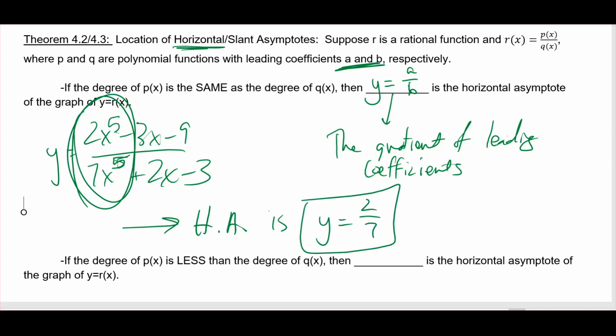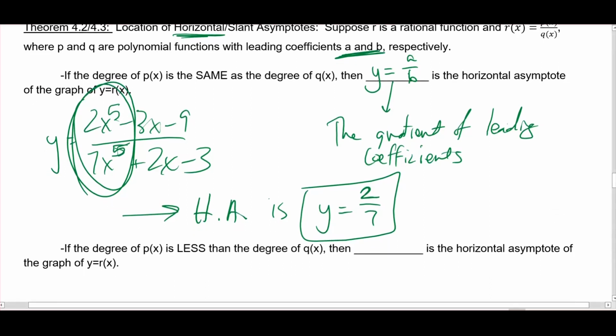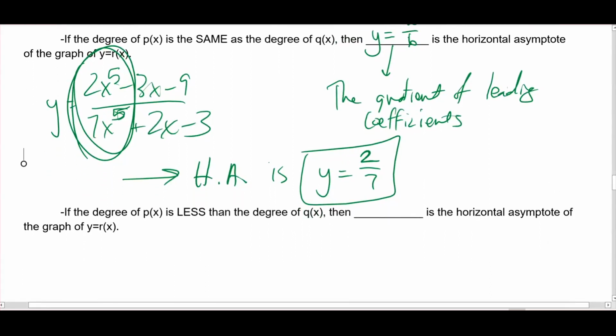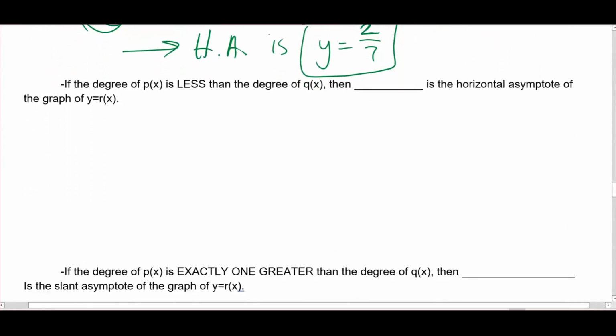Just immediately, we say, hey, the degree is the same in the numerator as it is in the denominator. Boom. It's just the quotient of the leading coefficients that is our horizontal asymptote, and this is what our graph is going to approach as we go toward the ends, or at the extremes, right? Negative infinity and positive infinity. Okay, so that was if we have the same degree.